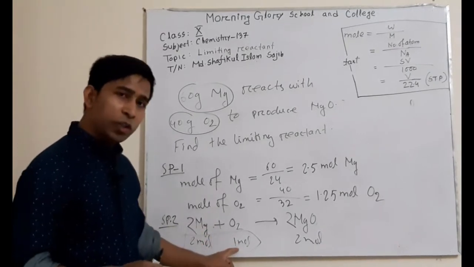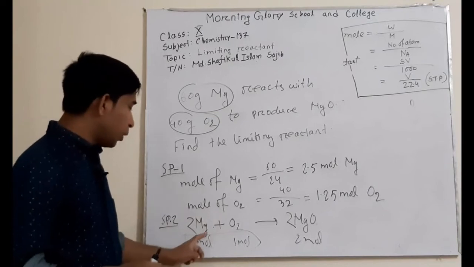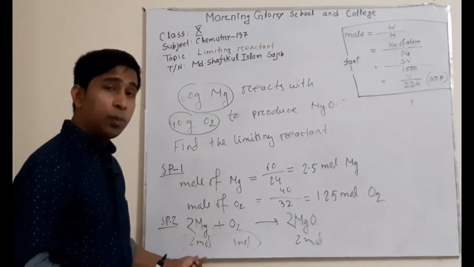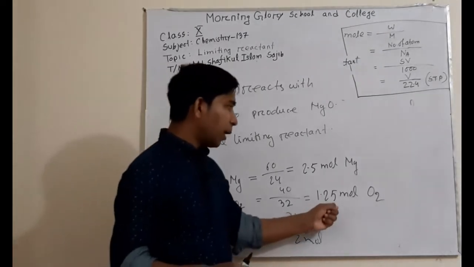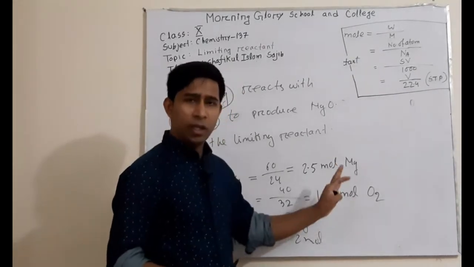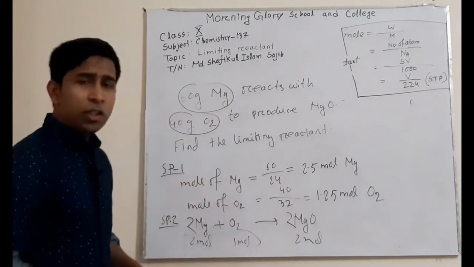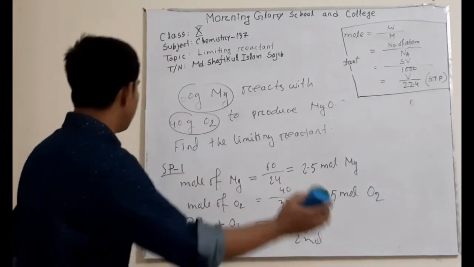2 mole oxygen will react with 4 mole magnesium. That means every time moles of magnesium will be double that of oxygen. But is it double? If it is double, then okay. But we will consider the unitary method here. So let's see the unitary method.